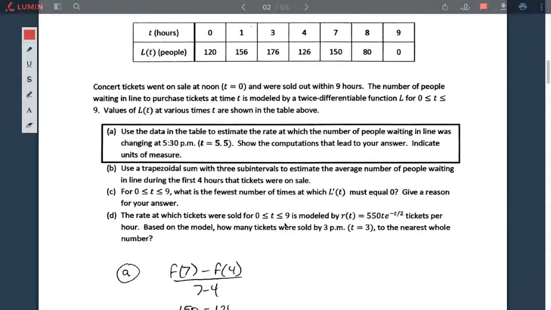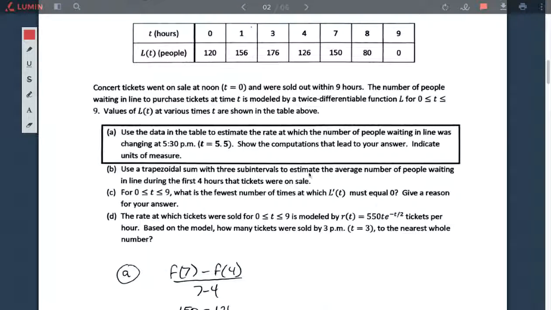All right. On these, hopefully you guys understood that we only wanted to do the box area because you have no clue on how to do B, C, or D yet. So we want to use the data to approximate or to estimate the rate at which the number of people waiting in line was changing at 5:30, which is when t is 5.5. Show the computations that lead to your answer. So again, we're approximating an IROC. We're going to use AROC to approximate that. We want 5.5.